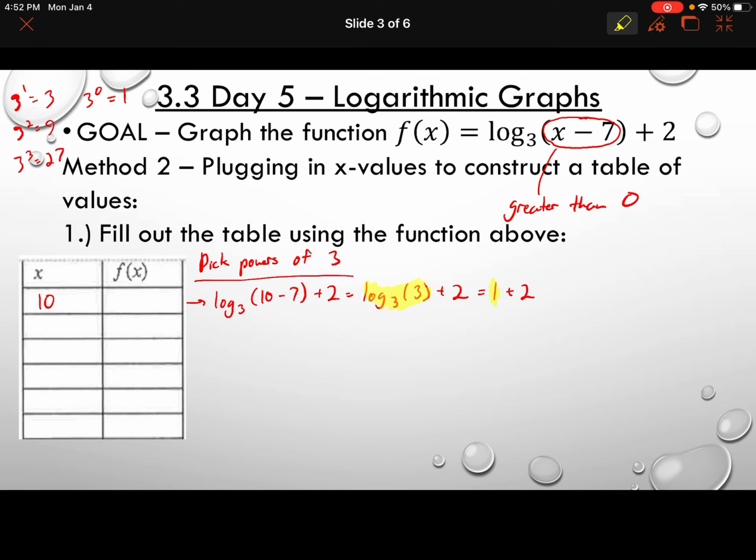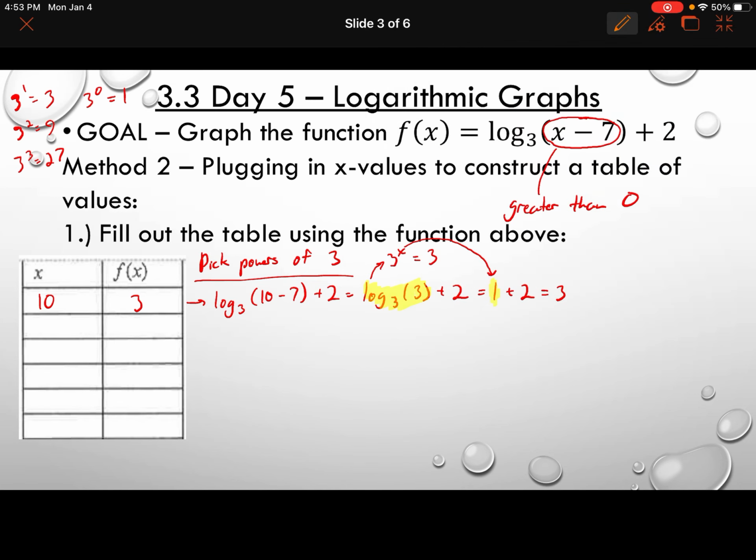Like I said, for those who did that Khan Academy extra credit assignment, you would recall the reason why it's equal to 1 is because log base 3 of 3 is the same thing as asking 3 to what power is equal to 3? And the answer is 3 to the first power is equal to 3. So that is why log base 3 of 3 is equal to 1. Or once again, just plug that into a calculator. So that means we end up with 1 plus 2, 3.